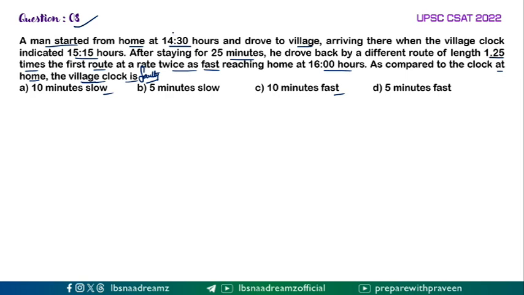So before that, let us convert this. 14:30 is equal to 2:30, right? After 12, it will become 13, 14, 15, 16, right? So 14:30 is equal to 2:30. 15:15 is equal to 3:15. And 16 is equal to 4 o'clock. So ignore the village clock as it is faulty. Total travel time by the man is equal to, so he is starting at 2:30, and he is reaching home at 4 o'clock.